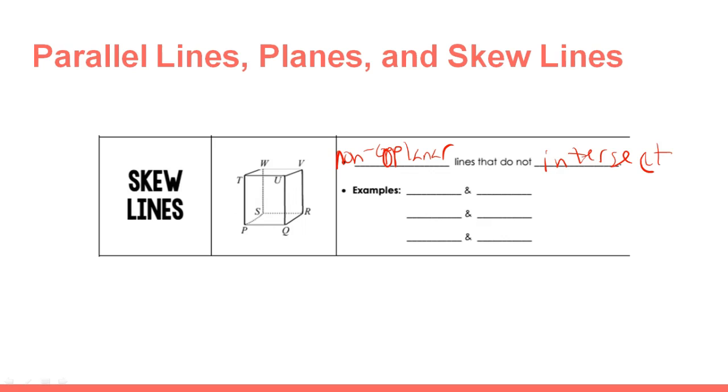An example of this would be line PS, over on the bottom left, and line VR. Another example would be TW and UQ. Remember to put lines over top of each of those. And our final example that I'll give you here is PT and QR. Those are three examples of lines that sit on different planes and also do not intersect.